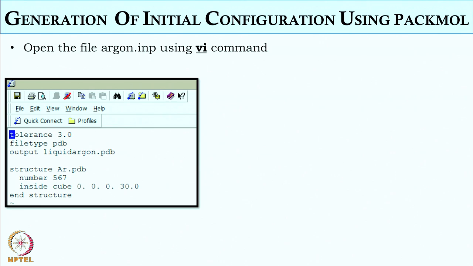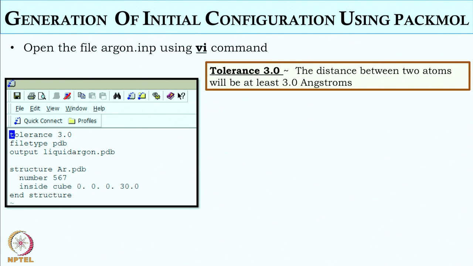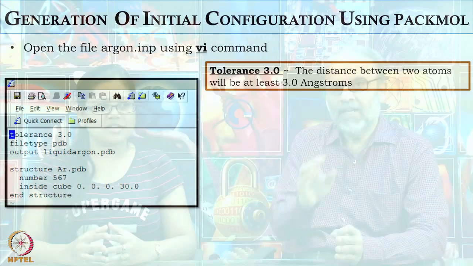Here the tolerance, which is given as 3.0, is the distance between two atoms that will be at least 3 angstrom. This is defined by the user. It can be 2, 3, 4 according to the size of the molecule. So what you are saying is that I have defined one coordinate using 0, 0, 0. Yes. Now for liquid simulation, I have to generate a large number of coordinates. So I need to make sure that the second atom is further from the first atom by a certain distance. Yeah, that is this tolerance. Otherwise, it will crash the simulation.